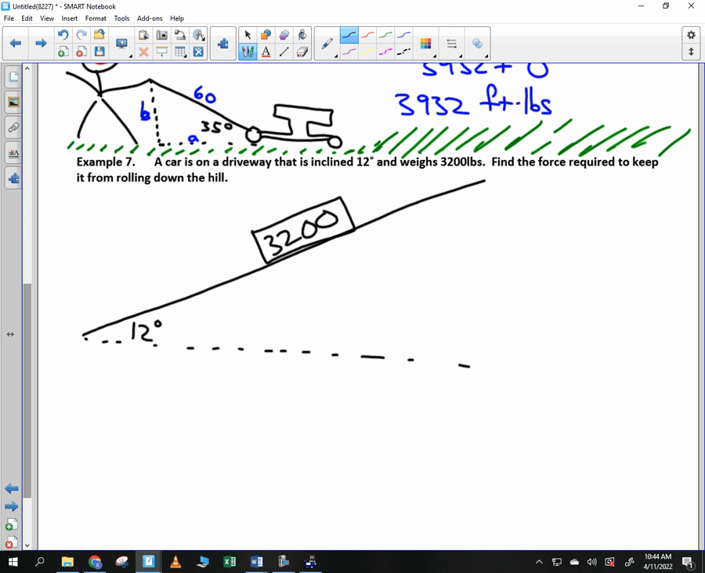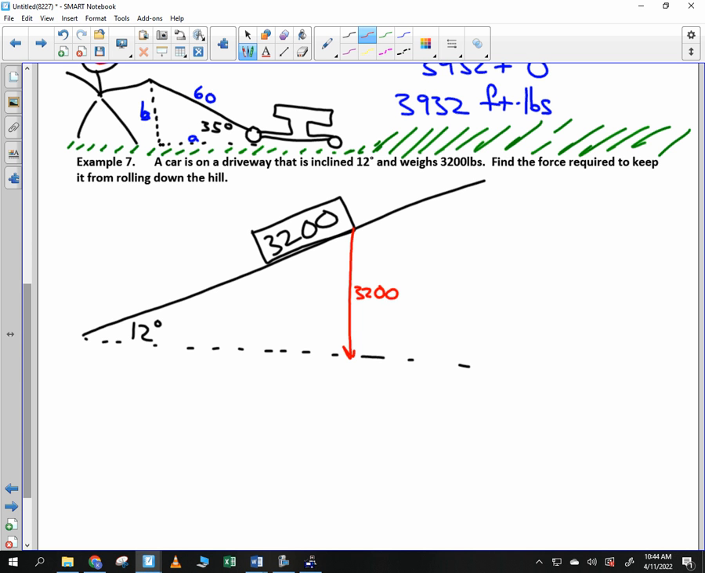So let's check it out. How do we do that? Well, I'm going to make a vector, and here's what I have. And this is where the drawing gets confusing for people. Okay, that 3,200 pounds, that's measured as weight, right? And that's perpendicular to the surface of the ground, right? So forget about the incline of the driveway, perpendicular to the Earth's surface. So we will say that this is 3,200 right there. That's that force vector.